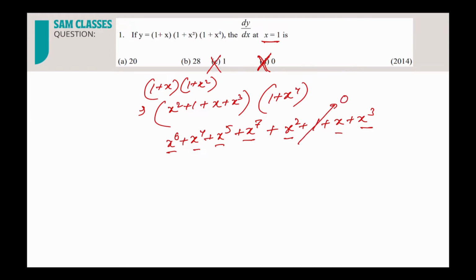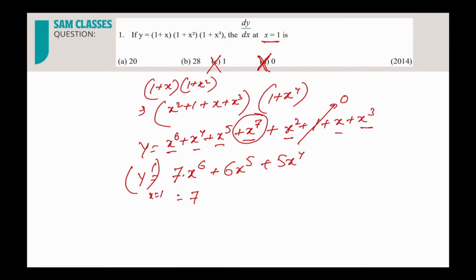So the rest will all be differentiated, and what will I get? If I differentiate x power 7, you remember, 7 into x power 6. I don't have to do all that because whenever I differentiate, y dash, and if I put x equal to 1, I'll get 7 only, correct? So this again will be 6 into x power 5, this will be 5 into x power 4 plus 4 into x cube plus 3 into x square plus 2 into x plus 1, correct? So 7 plus 6 plus 5 plus 4 plus 3 plus 2 plus 1.